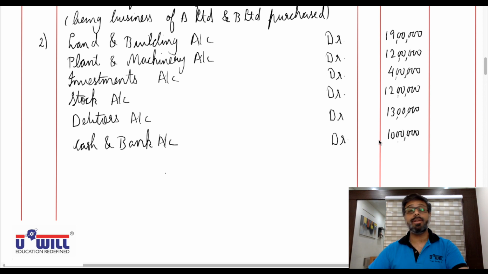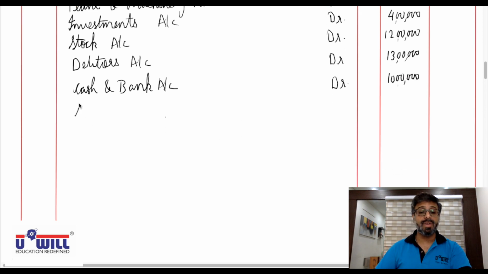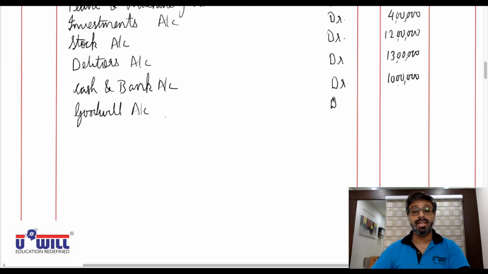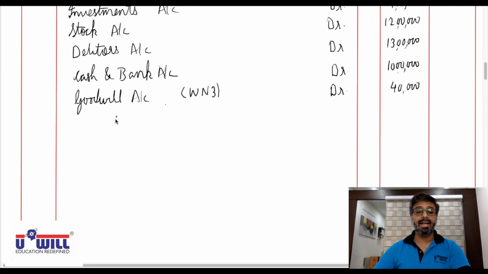Which one more account will you all debit? Goodwill. That's why we made this entire second working before you pass this entry. And this long working is required only if it is amalgamation in the nature of purchase. So goodwill account debit in bracket working note 3, 40,000. And then we take up with liabilities.